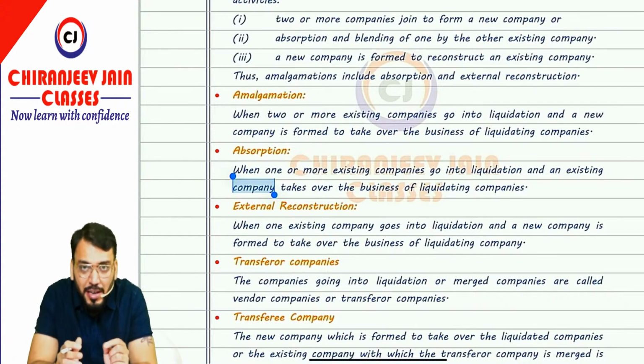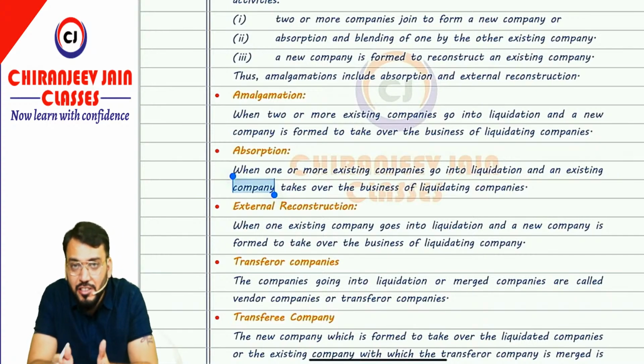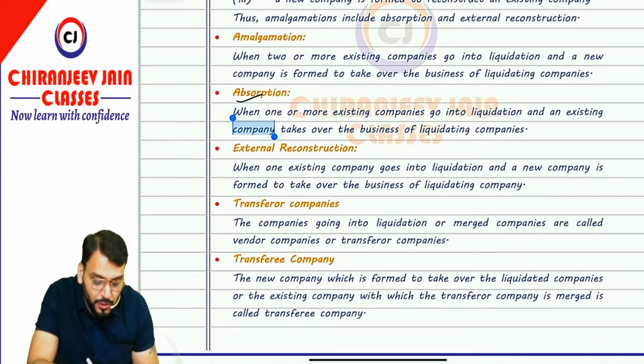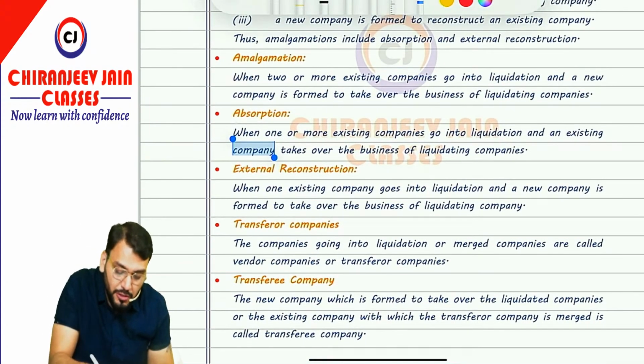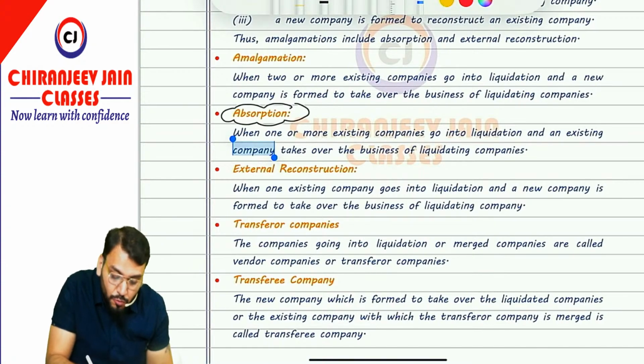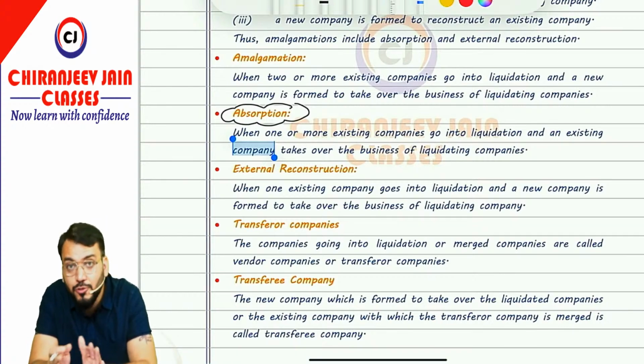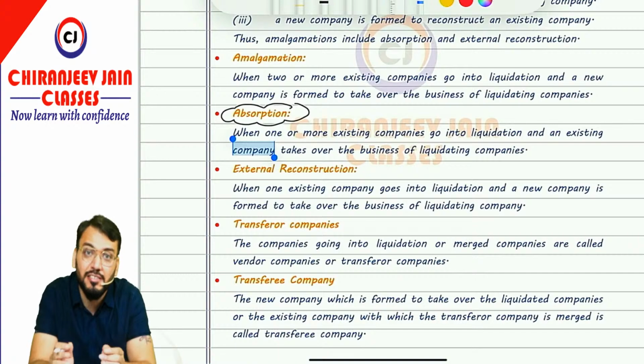So in case of amalgamation, what happened? Two or more companies are liquidated and their businesses are taken over by a new company. A new company is formed to take over the business of those liquidating companies. This process is known as amalgamation. In case of absorption, what happened? One or more existing companies are liquidated and their business is taken over by an existing company. Their business is absorbed by an existing company. This process is known as absorption.